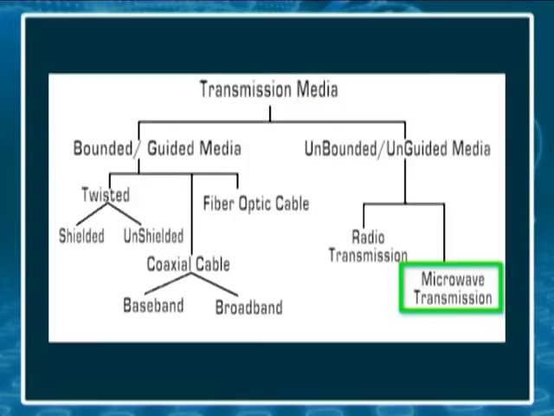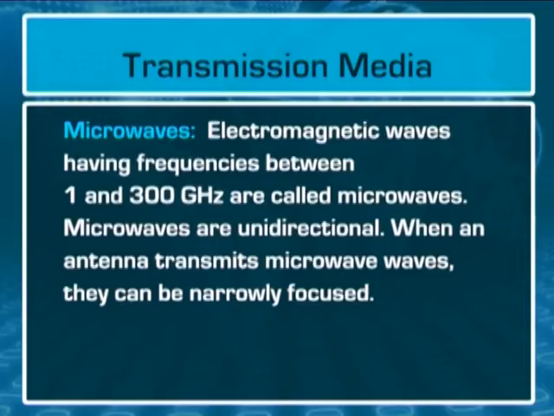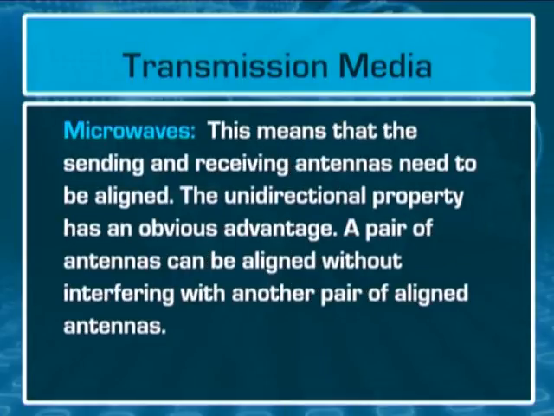Next is microwaves. Electromagnetic waves having frequencies between 1 and 300 GHz are called microwaves. Microwaves are unidirectional. When an antenna transmits microwaves, they can be narrowly focused. This means that the sending and receiving antennas need to be aligned. The unidirectional property has an obvious advantage. A pair of antennas can be aligned without interfering with another pair of aligned antennas.